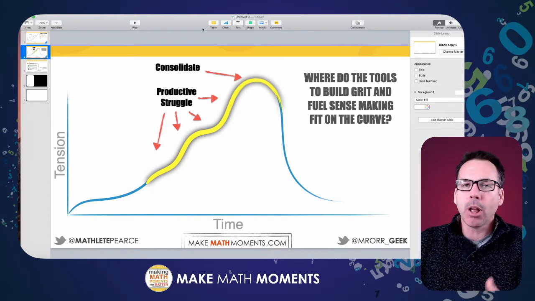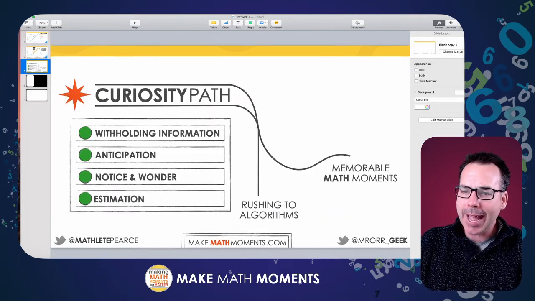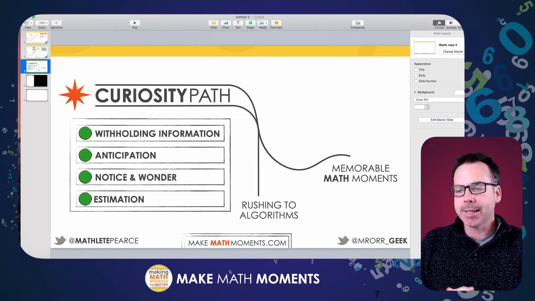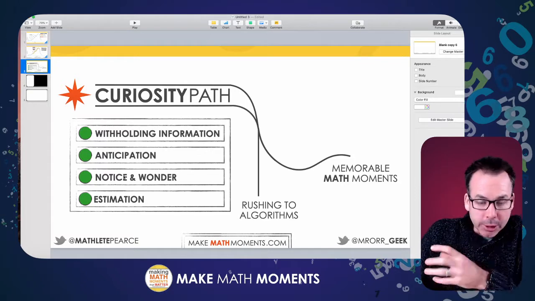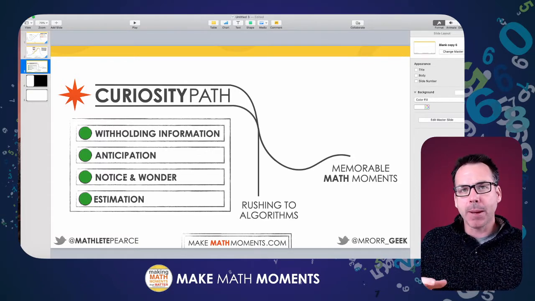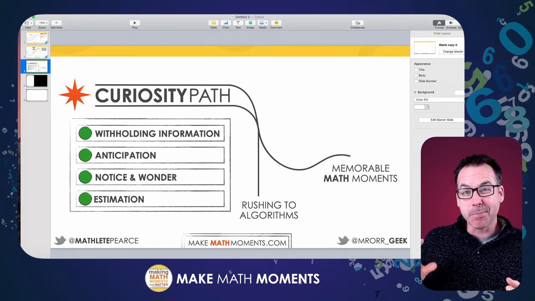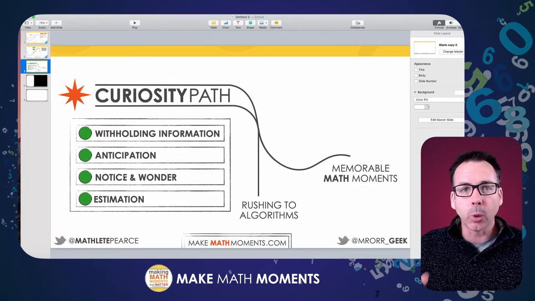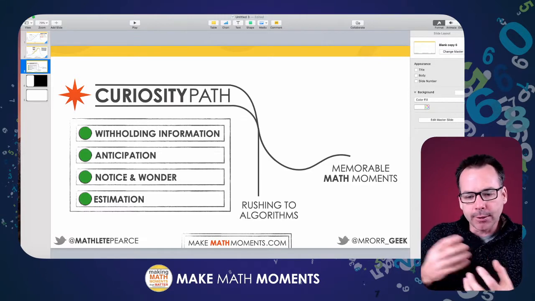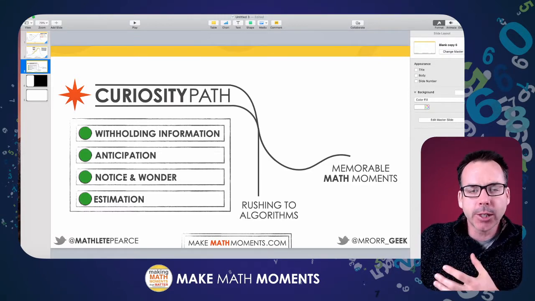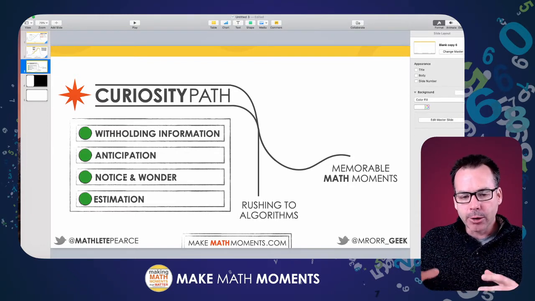I'll show you a couple of examples of how you do that, because that's really what we're doing. We're doing that through the curiosity path that we've talked about many times. The best way you can get to making math moments that matter and avoiding rushing to algorithms is by following the curiosity path. And the best way to create that struggle is to do these four things, and the biggest one I'm going to focus on in this video is about withholding the information. If you could hold that information back, you can create that struggle that students are going to go through that might bring out efficiency, but it also might bring out strategies that they are going to try, and you're going to tie up.